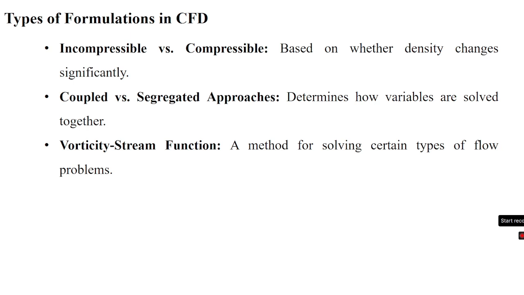These are the types of formulations. Formulations depend on whether it is incompressible or compressible. Because in incompressible flow there is no change in the density, but in compressible flow there is always change in the density. So the coupled or segregated approach determines how variables are solved together. Like U, V, W, if we are solving them together, it is the coupled approach. Otherwise, if we solve U, rho, W independently, it is the segregated approach.